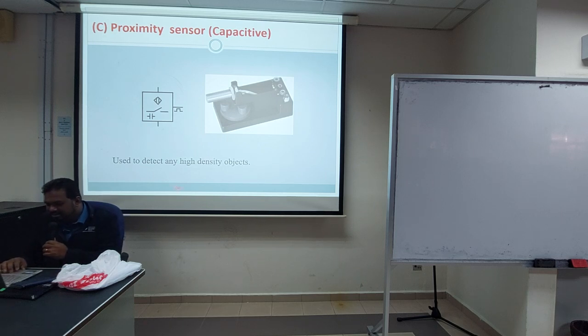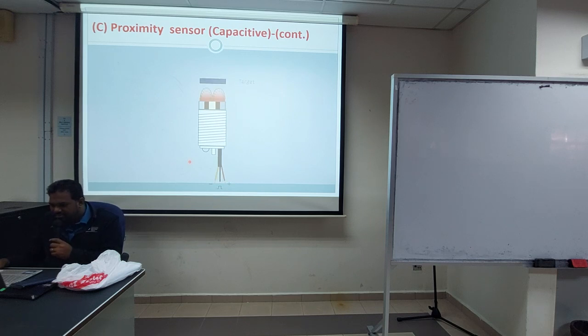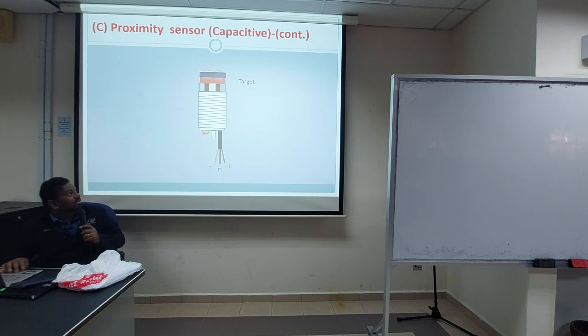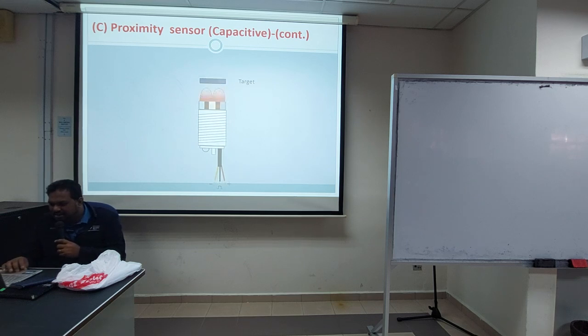Okay, so for this it will detect based on the density of the object. The higher the density, the easier it will detect. Similarly, there is a target. You have positive, negative and ground. You can see the target is approaching. It enters the detection area, so the light will turn on. If it is far from the target, it will disconnect. Proximity sensors are just like that. They have a detection zone. When an object enters the detection zone, it will detect.